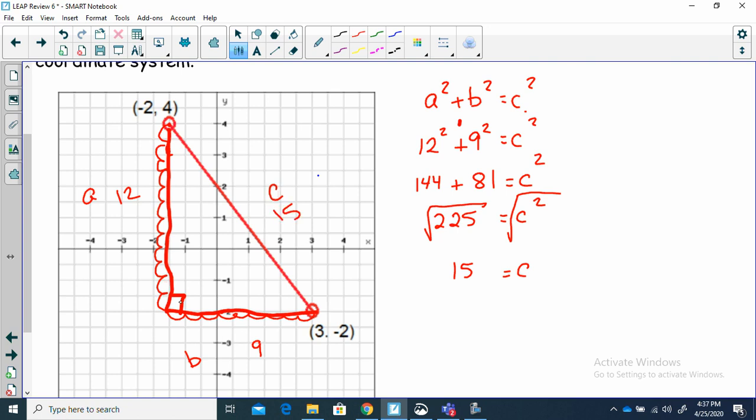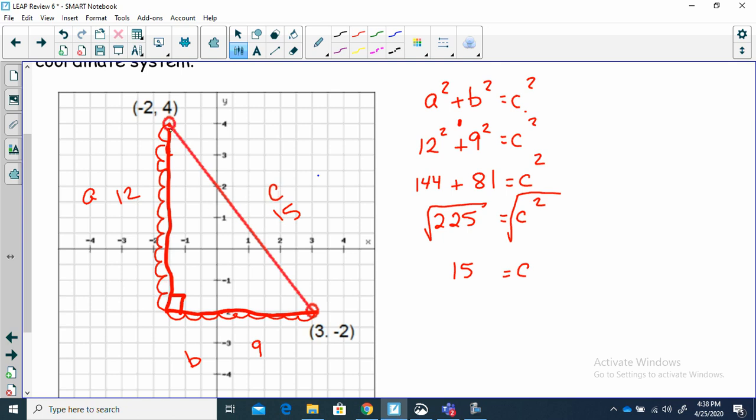Now we know in a right triangle that the hypotenuse is the longest side. This side length was 9, this side length was 12. The hypotenuse, it says, is 15. That would make sense to have 15 as the longest side. The hypotenuse is the longest side.